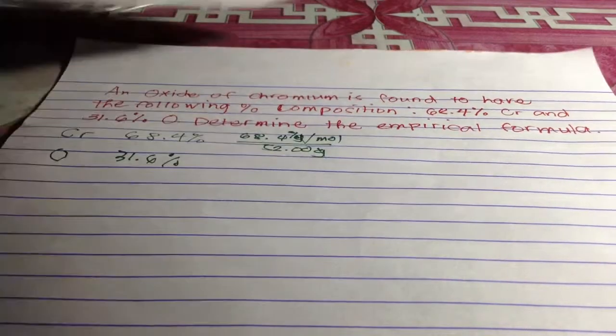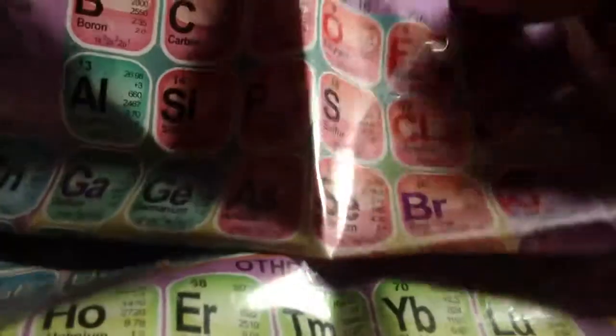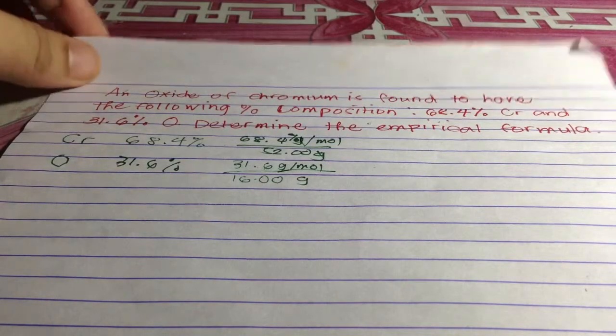And now let's look at the oxygen, which is right there. It's 15.99. Let's round that up to 16. Okay, there we go. Just round that up. And g. And then after that, you found your equation.